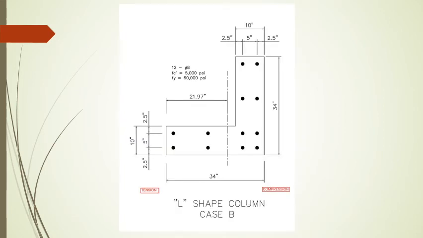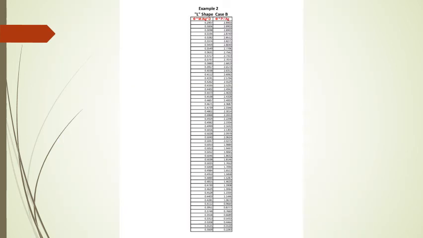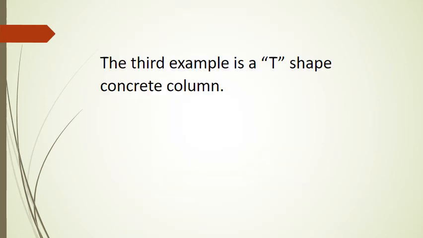L-shape cross-section case B. L-shape interaction diagram case B. L-shape output data case B. The third example is a T-shaped concrete column. Again, the presentation is the same as the L-shaped column.